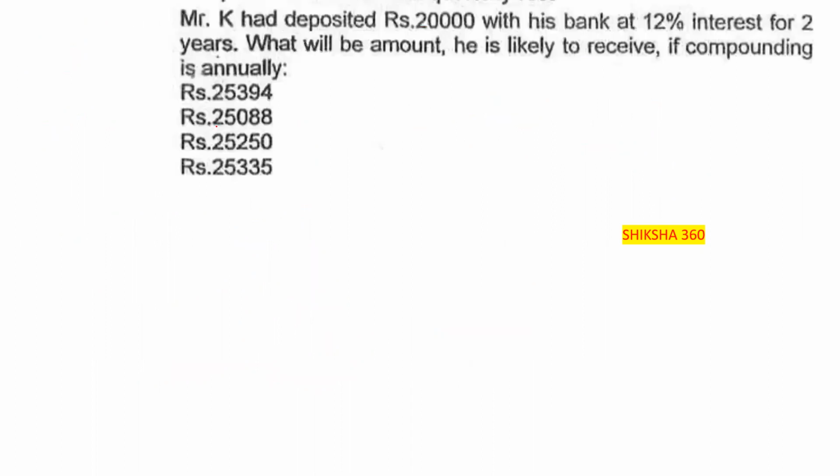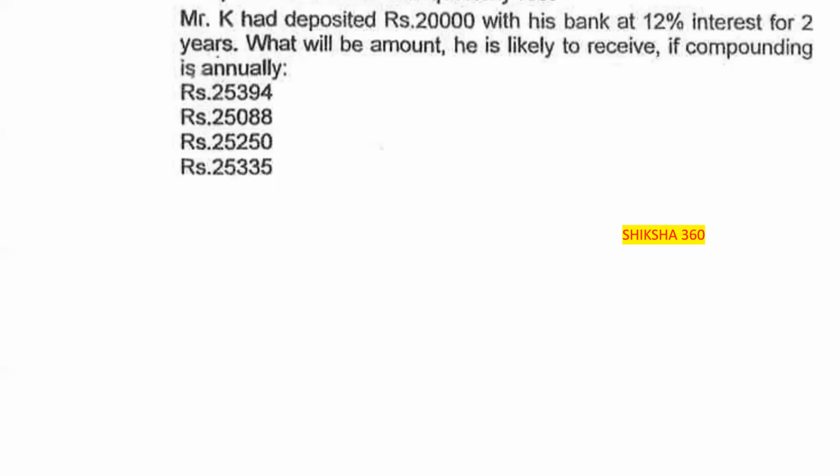Now move to the next question. This is also a very easy question, but we have to understand that also. Same concept here. Mr. K has deposited rupees 20,000 with his bank at 12% interest for 2 years. So what will be the amount he is likely to receive if compounding is annually? Clear?